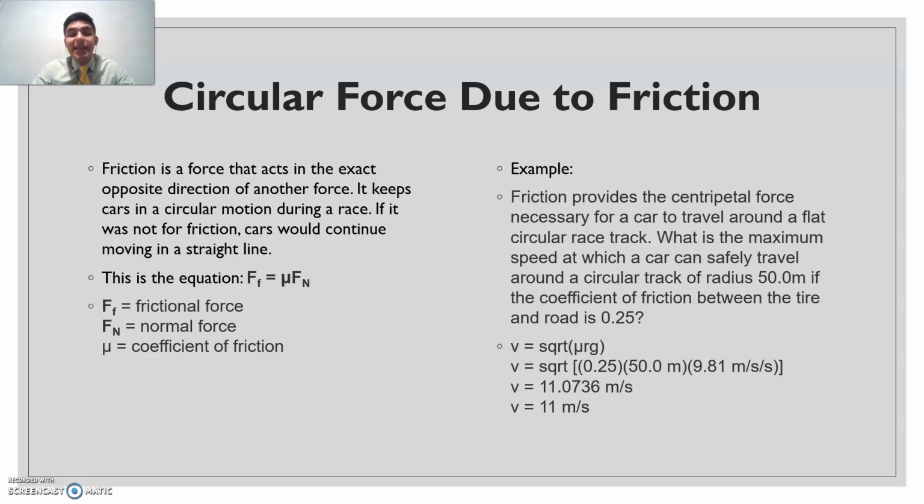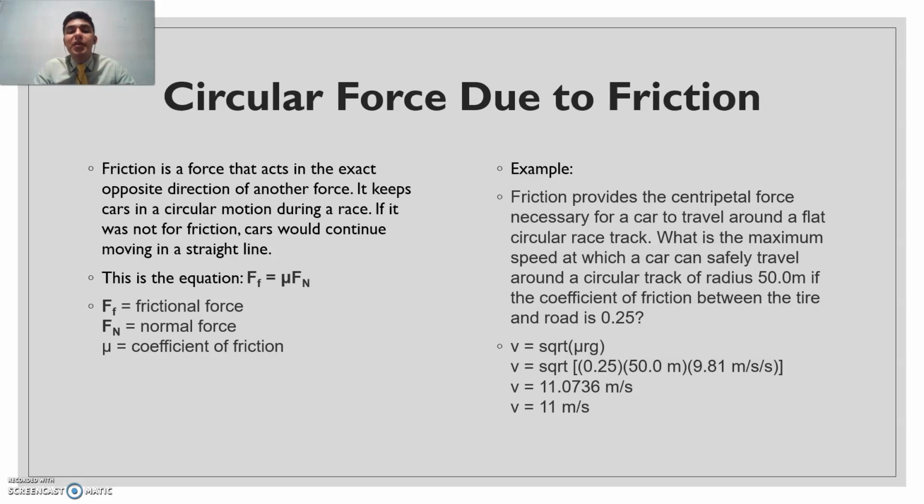It keeps cars in a circular motion during a race. If it was not for friction, cars would continue moving in a straight line. And the equation for friction in this case is going to be pretty simple. Ff is going to be frictional force, Fn will be the normal force, and lastly, the coefficient of friction is going to be represented by this symbol that reminds us of a letter M, or an inverted Y. Here we have an example.